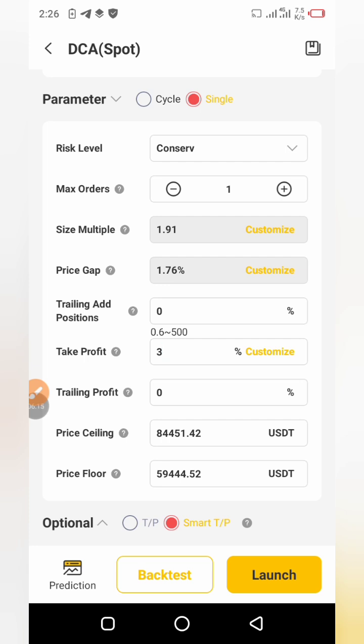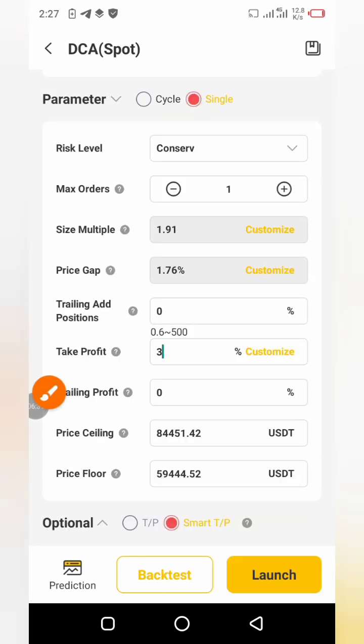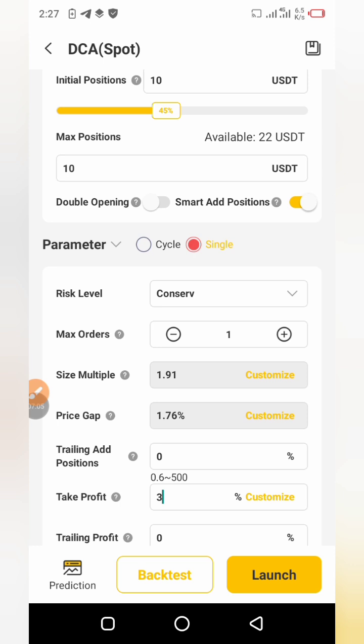Then you select Smart Take Profit, STP. When you are done, you click on Launch. So what this thing does is that as soon as the market appreciates, you take profits and you monitor the trade. As soon as the trade has closed, you go back and relaunch again.